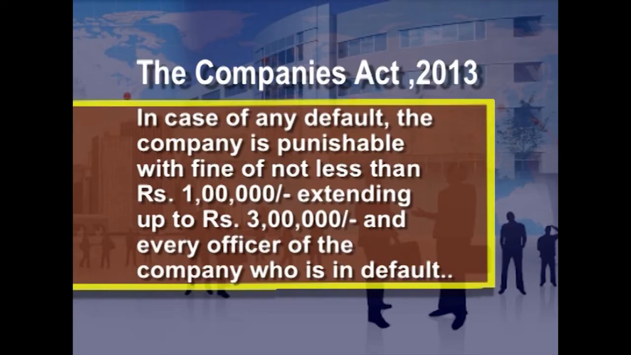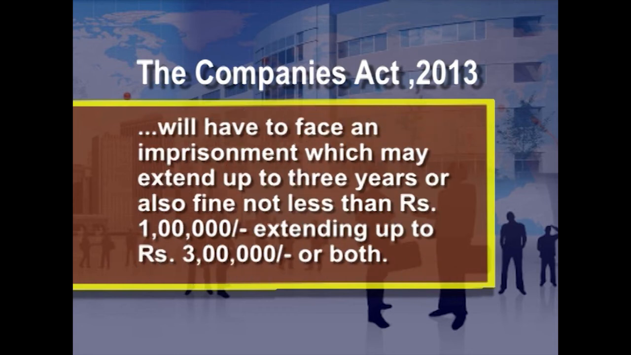In case of any default, the company is punishable with fine of not less than 1 lakh but extending up to 3 lakhs, and every officer of the company who is in default will have to face an imprisonment which may extend up to 3 years, or also fine not less than 1 lakh rupees extending up to 3 lakh rupees, or both.